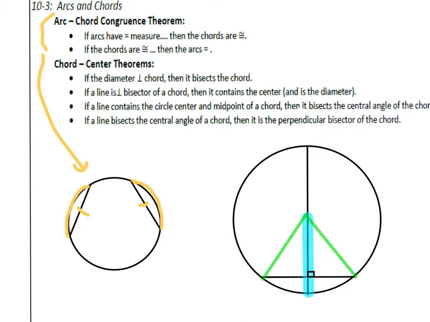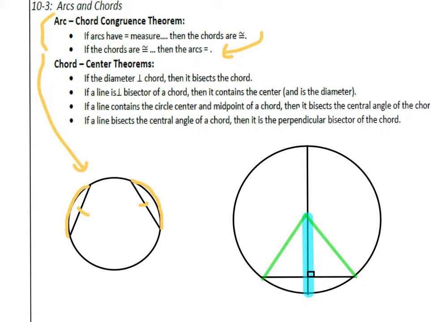That makes a lot of sense if you look at it. And then you could also go backwards. These two things are just backwards of each other. If the chords are equal, then the arcs are equal. And the chords are congruent. Chords can't really be equal, since that's a shape, chords have to be congruent.